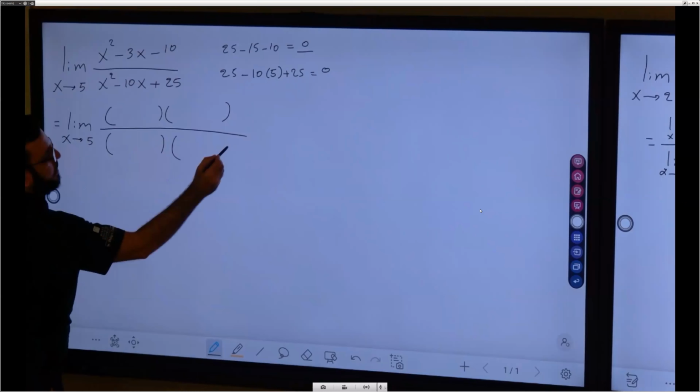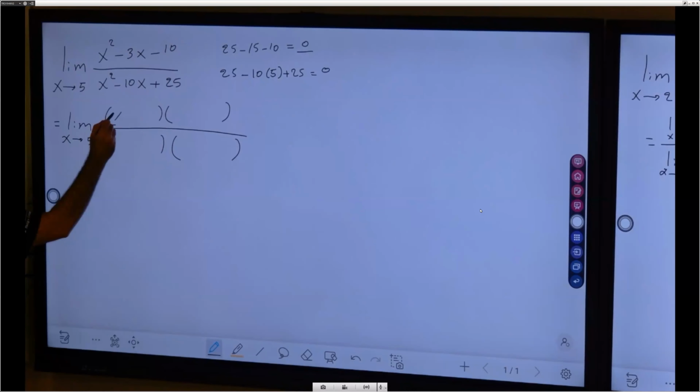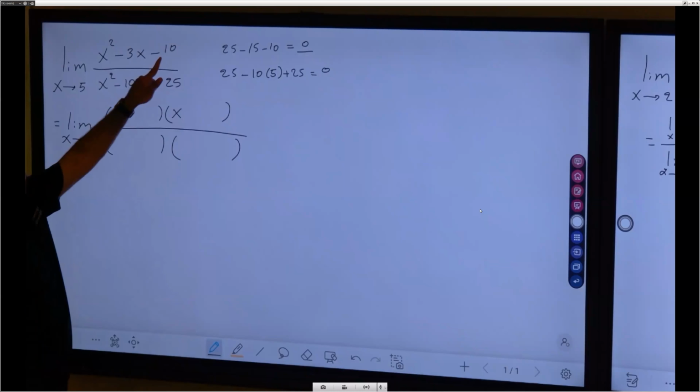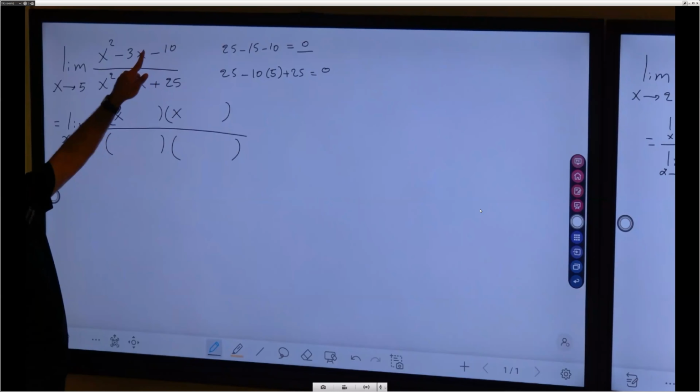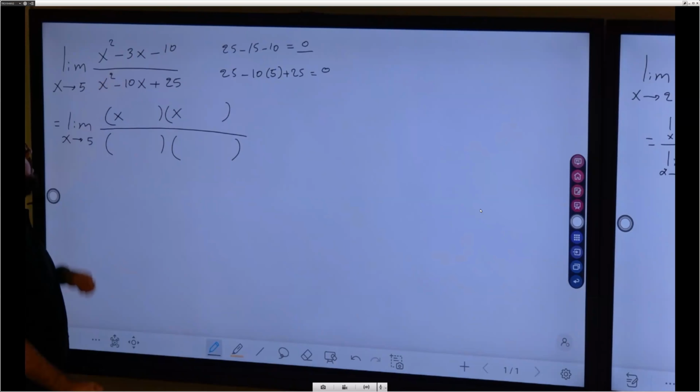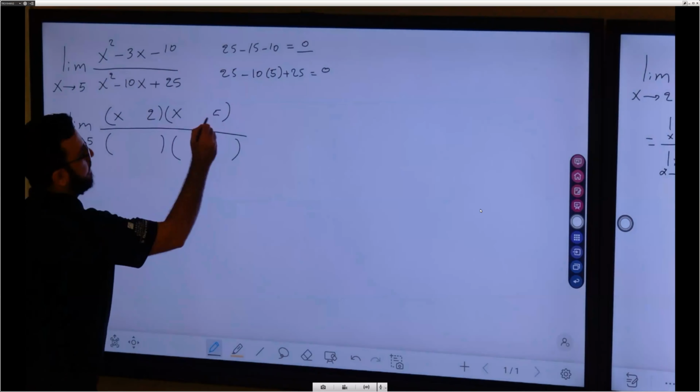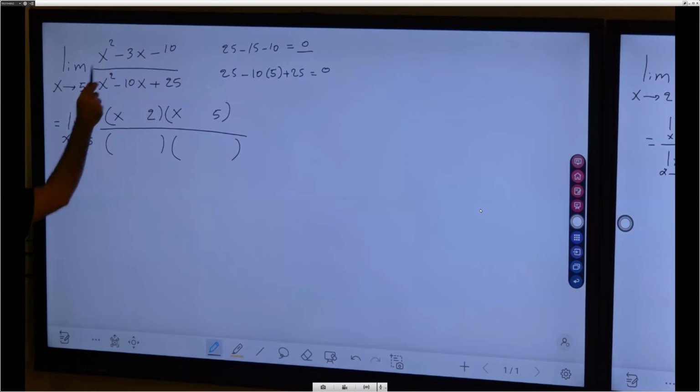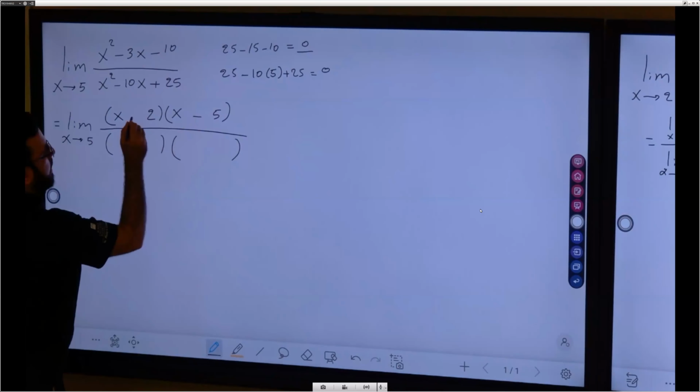Here's 2 parentheses. I'm going to put x here, x here. Now 10, 2 times 5 is going to be 10. I'm going to put 2 here and 5 here. I need to get negative 3, so here is negative and here is positive.